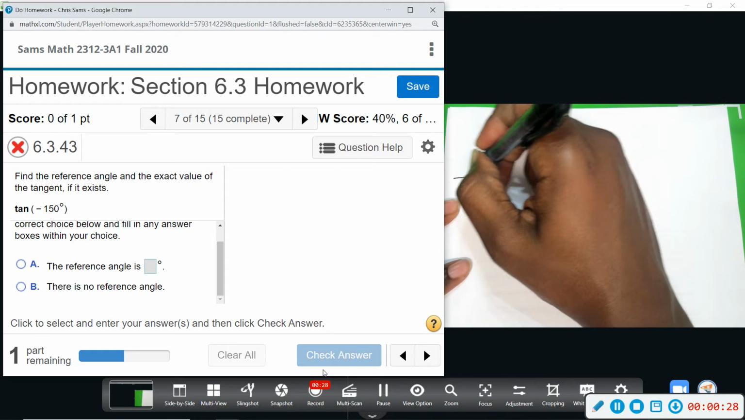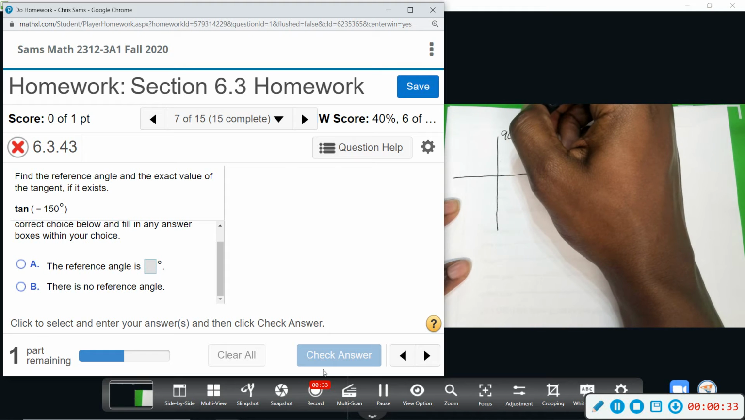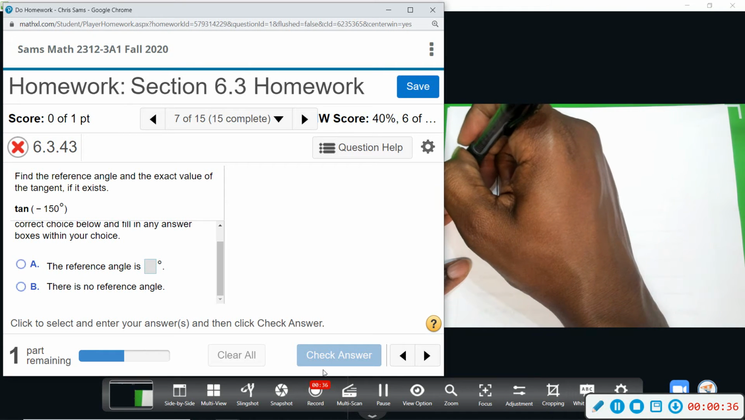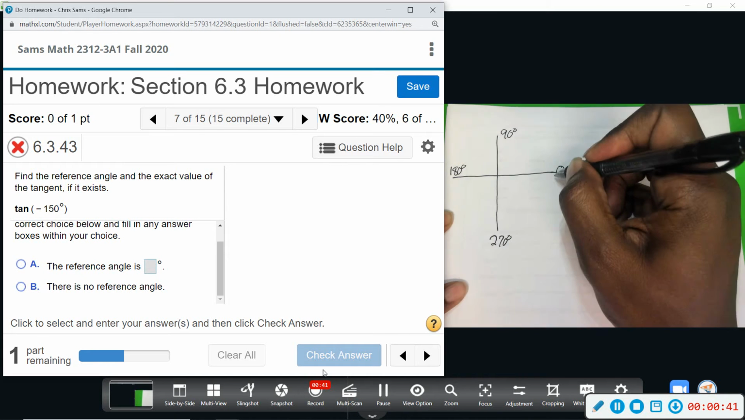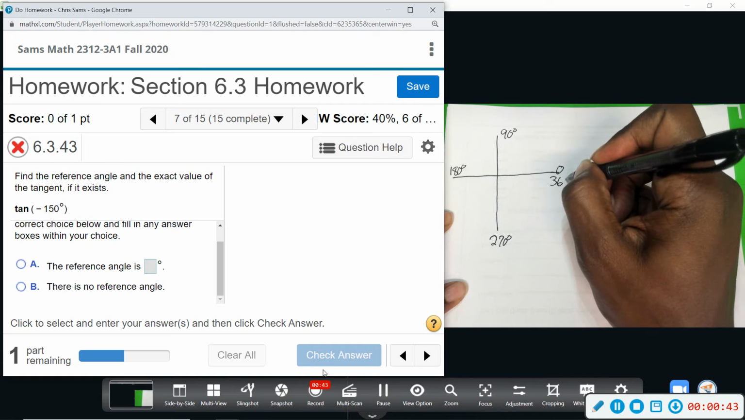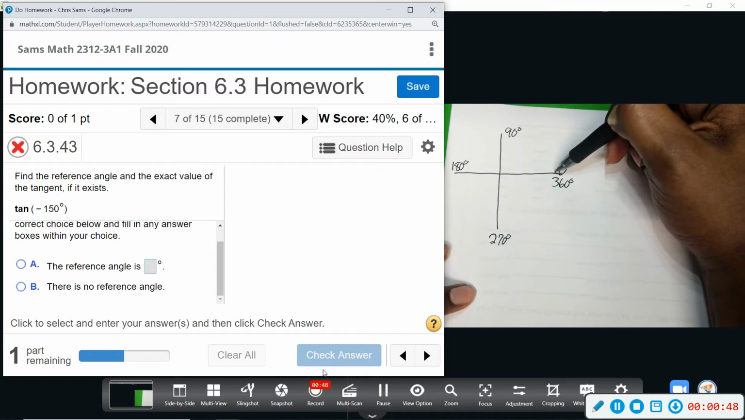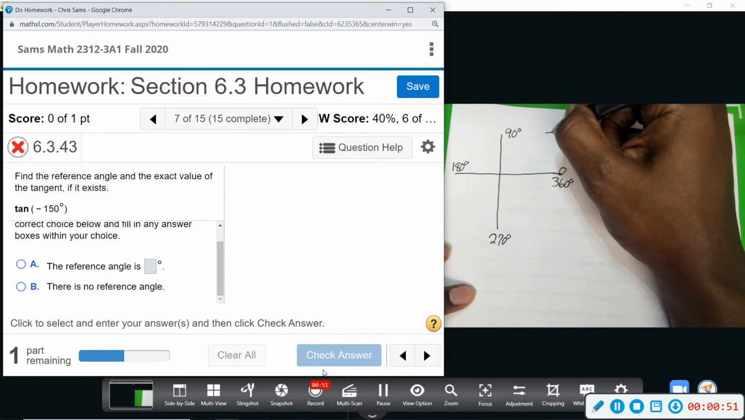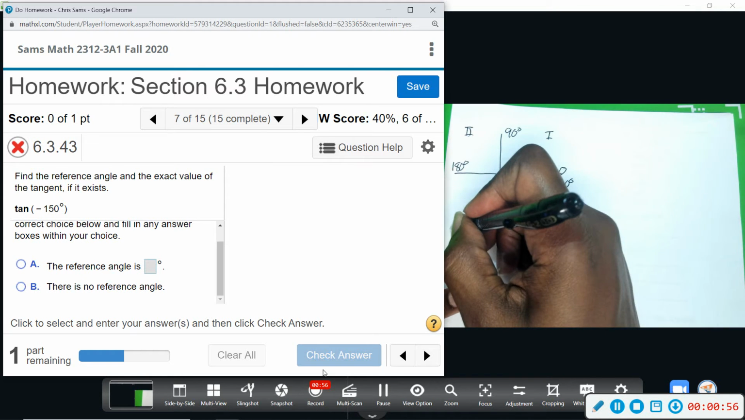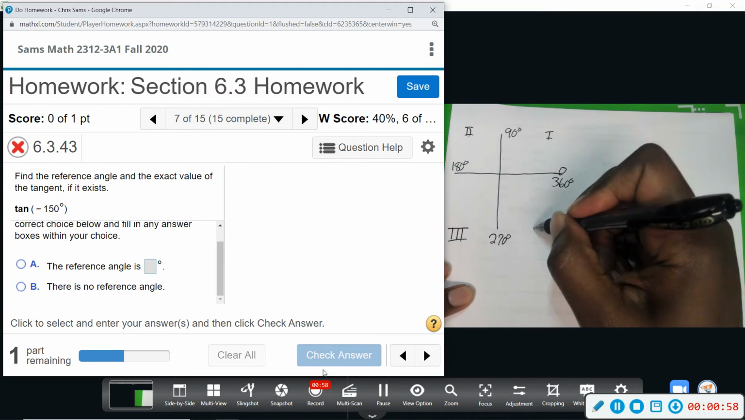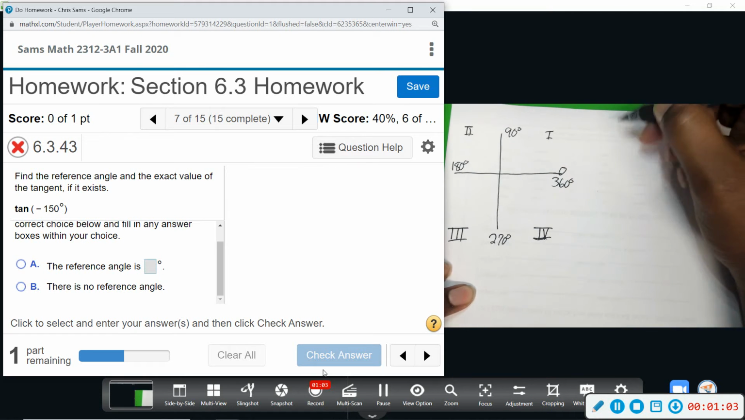So depending on where you are, okay, so this is 0, this is 90 degrees, this is 180 degrees, this is 270, and then all the way back to 360 degrees. If your angle falls in quadrant 1, this is 3, this is 4. I'll just give you a measurement.